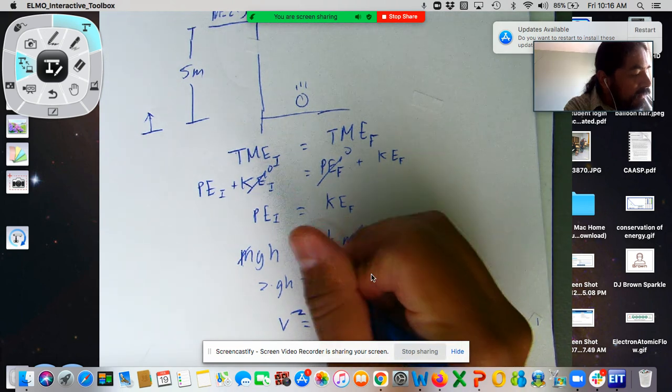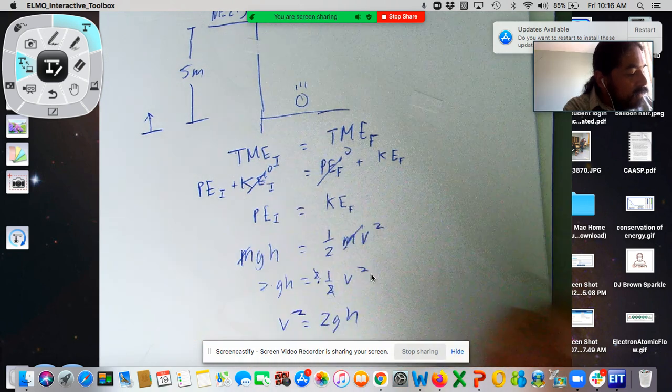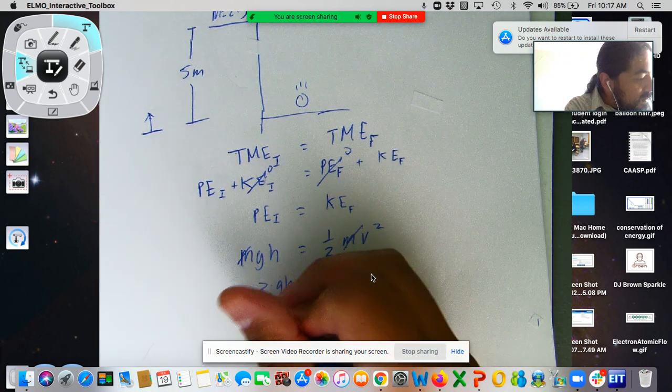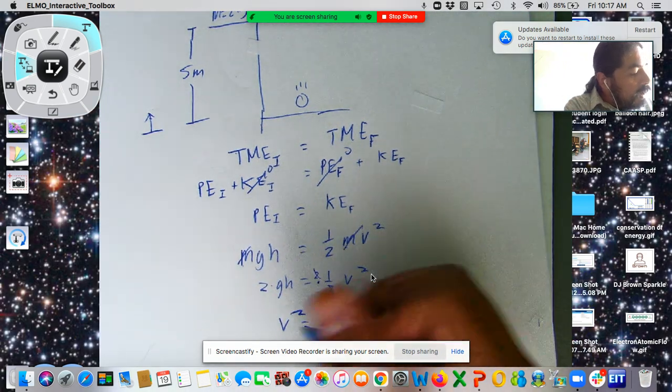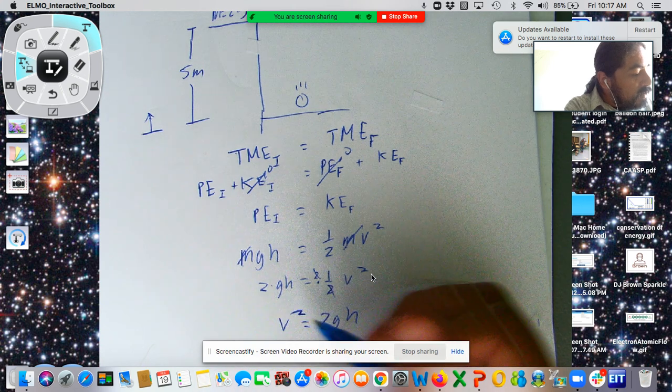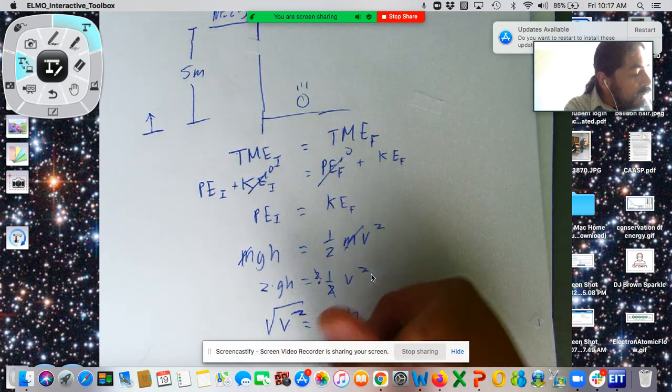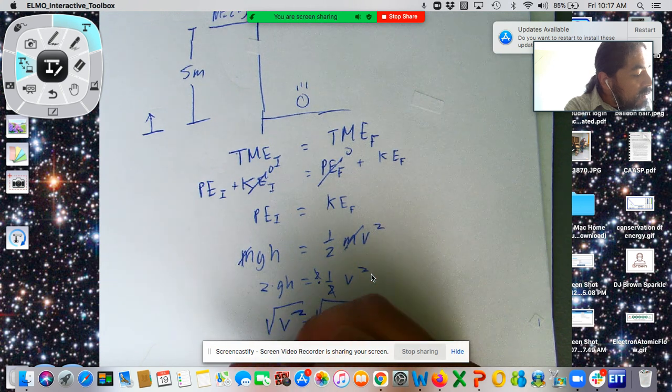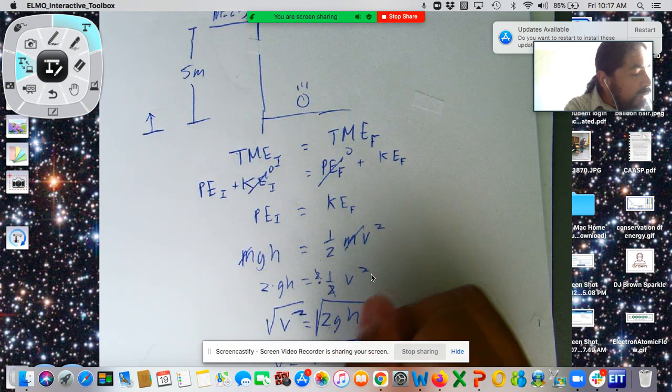What you do to one side, you have to do to the other. Last, I need to get rid of the square. Remember, rule number 1, you always try the opposite. The opposite of square is square root. What I do to one side, I have to do to the other. To get your velocity, you take the square root of 2 times g times h.